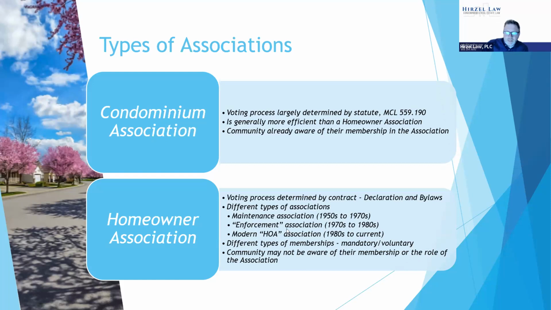There are also different types of associations with respect to membership. For HOAs, they can be mandatory or voluntary. In a condo, it's almost always mandatory, but in an HOA, you sometimes have to determine whether there's a mandatory or voluntary issue. The significance of that is that more often in HOAs, sometimes members aren't even aware of their membership or their appropriate role in the association itself.